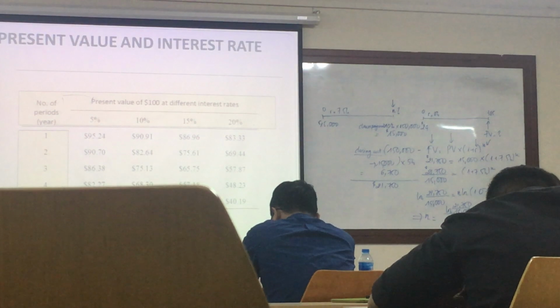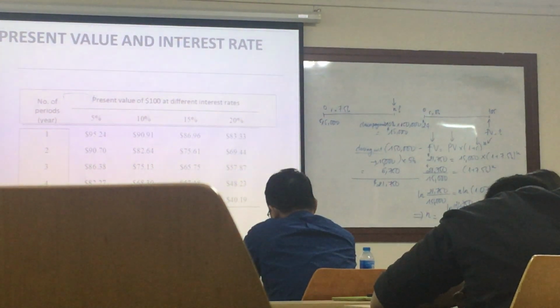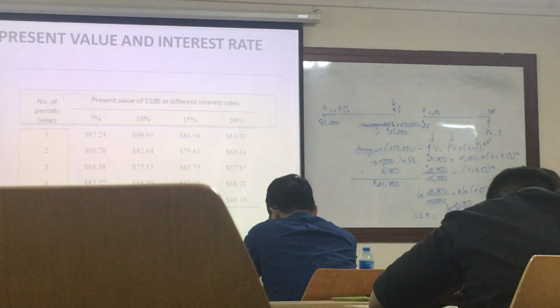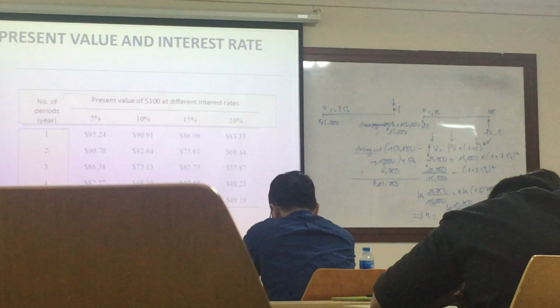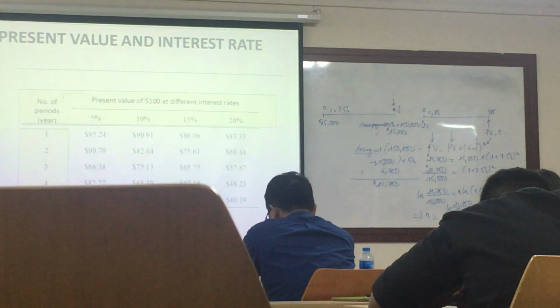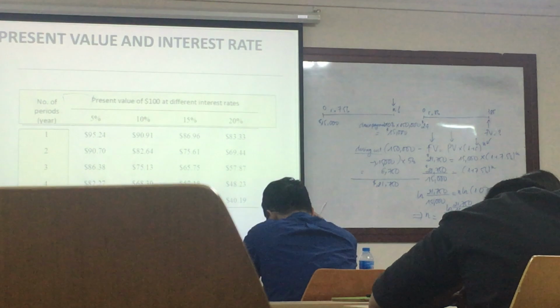They are also giving you a table showing the present value of $100 at different interest rates. The higher the interest rate, the lower the present value will be. And the higher the interest rate, the higher the future value will be, because the future value is compounded, right? Compound and multiply, but for the present value, you discount it back to the present. So the higher the interest rate, the higher the denominator, so the lower the present value.